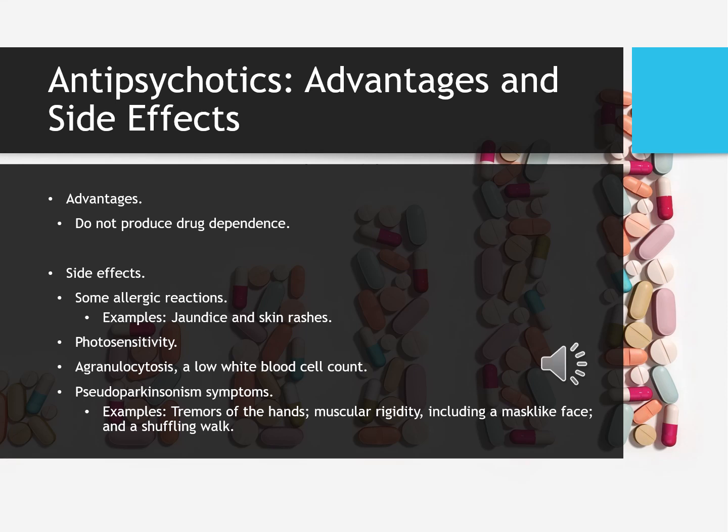Allergic reactions might be noticed, such as jaundice or skin rashes. Some patients exhibit photosensitivity, which is a tendency for the skin to darken and burn easily in sunlight. These reactions have a low incidence and usually decrease or disappear with a reduction in doses. A low white blood cell count can develop in the early stages of treatment.